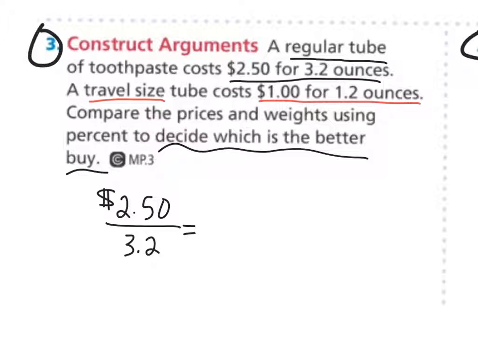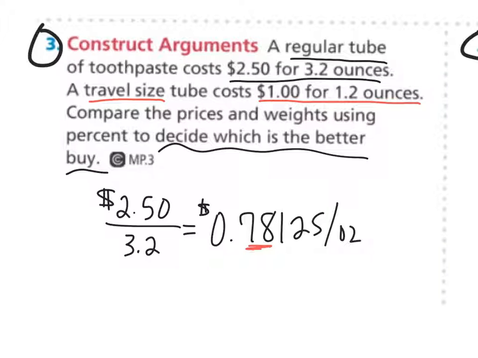And that comes out not very nice. It's about, I guess exactly, 0.78125. And that's cents per ounce. So that's, you know, if we rounded it off, it'd be about 78 cents per ounce.